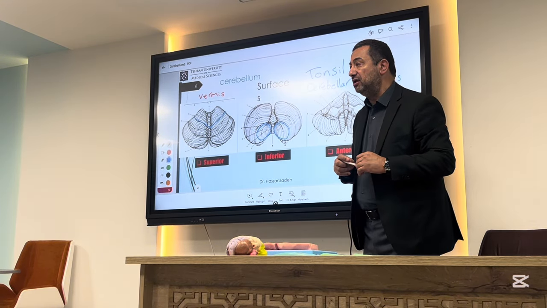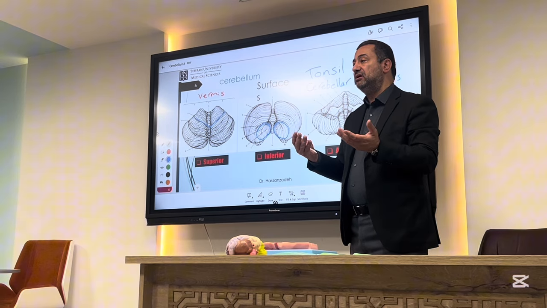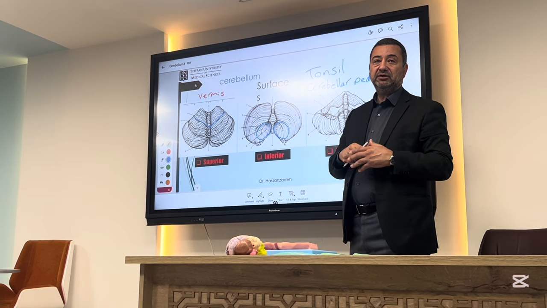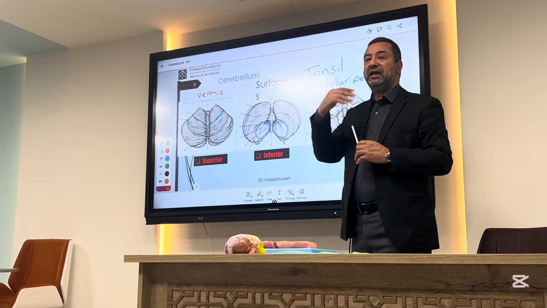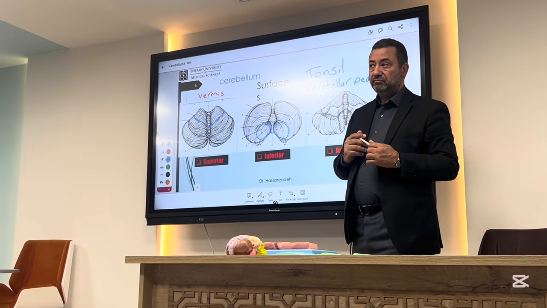If you remember, brainstem has 3 parts: medulla oblongata, pons, and midbrain. Each one connects to the cerebellum via 2 cerebellar peduncles. Inferior cerebellar peduncles between cerebellum and medulla oblongata. Middle cerebellar peduncles between pons and cerebellum. And superior cerebellar peduncles between midbrain and cerebellum. Is it clear?